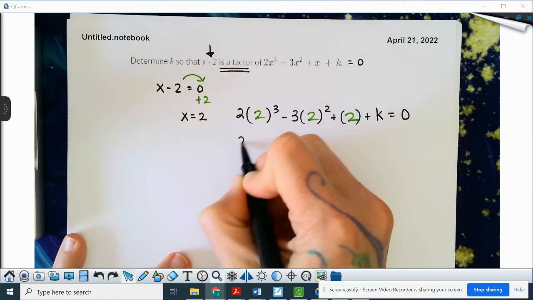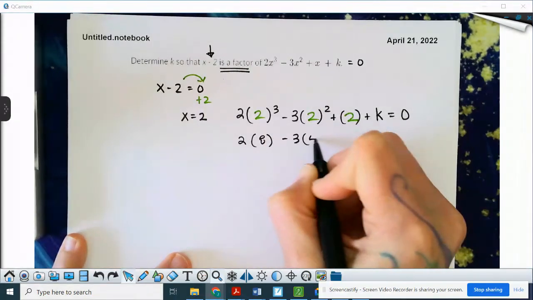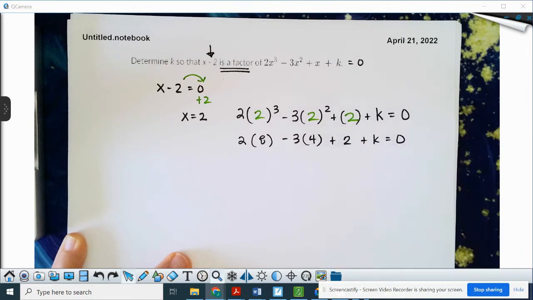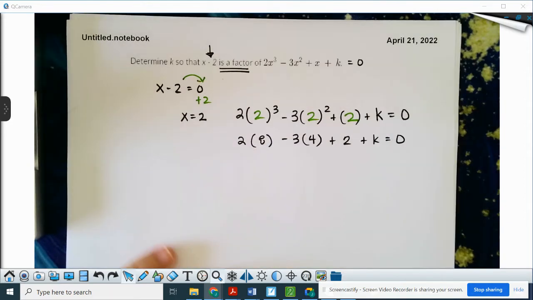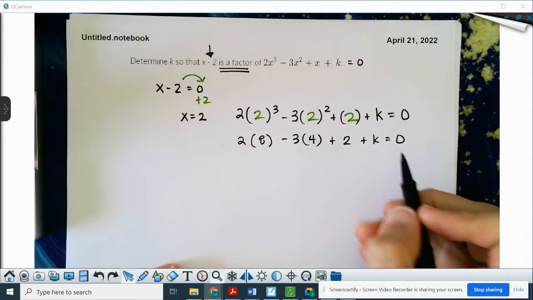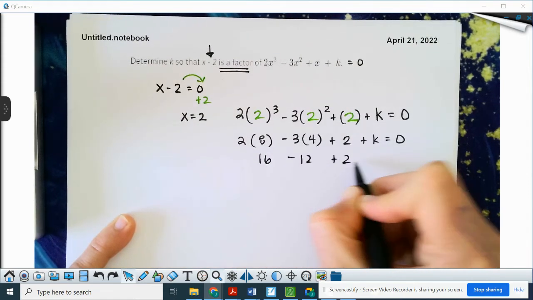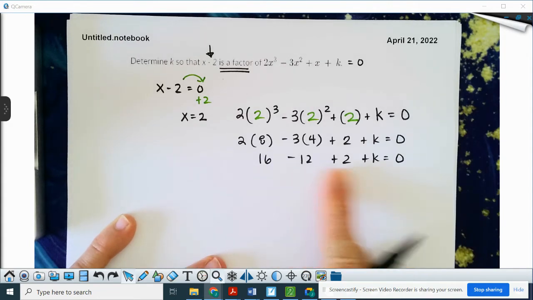So it's going to be 2 times 8 minus 3 times 4 plus 2 plus k, which is still equal to 0. The 0 is because it said that it is a factor, which is how you know that it is 0. If it had said that it had a remainder of another number, that's what would go there. So 2 times 8 is 16, minus 12 plus 2 plus k equals 0. 16 minus 12 is 4, plus 2 is 6.